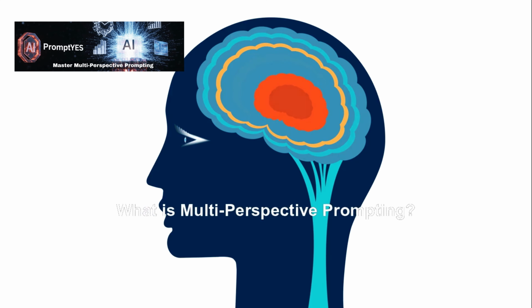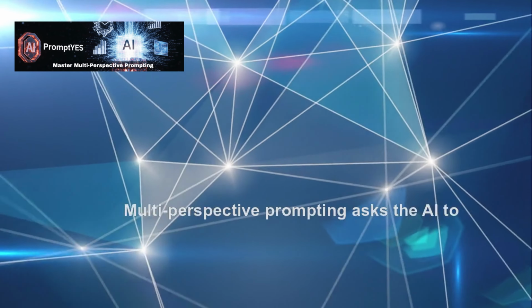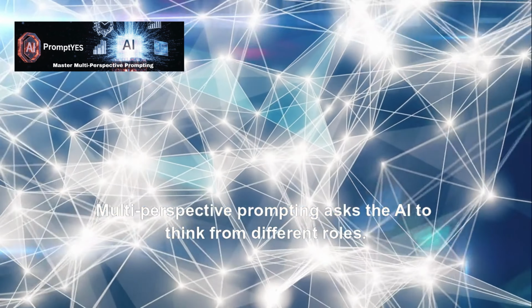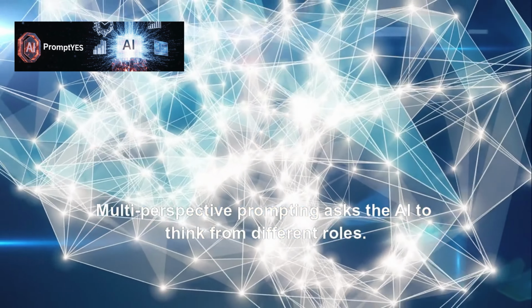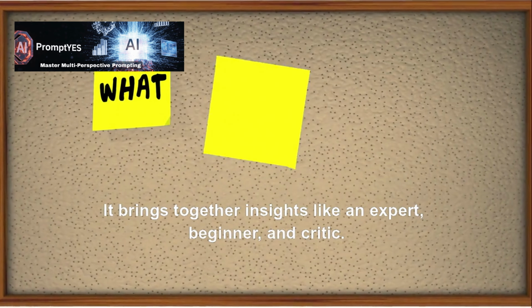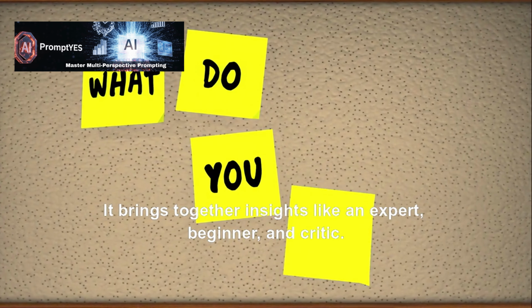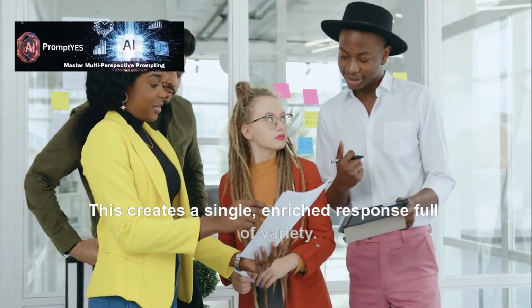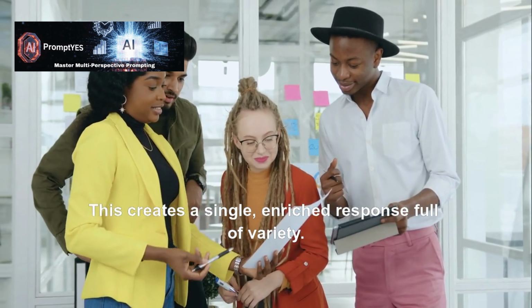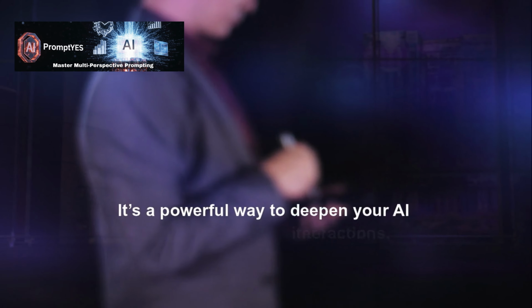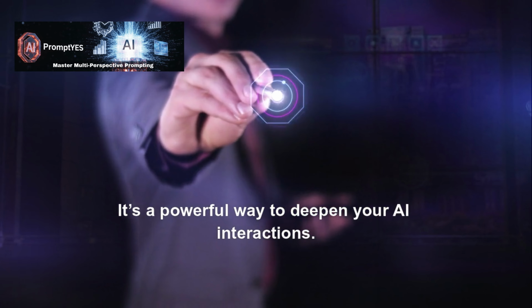What is multi-perspective prompting? Multi-perspective prompting asks the AI to think from different roles. It brings together insights like an expert, beginner, and critic. This creates a single, enriched response full of variety. It's a powerful way to deepen your AI interactions.